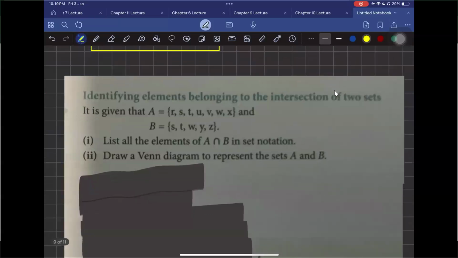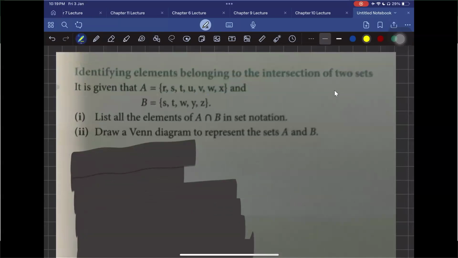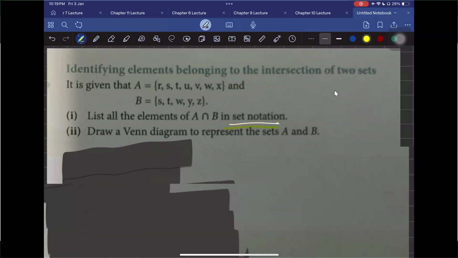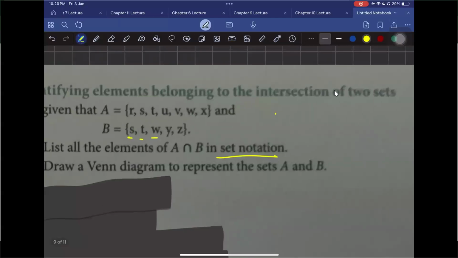Now let's take a look at this book example. It is given that A equals R, S, T, U, V, W, X and B equals S, T, W, Y, Z. List all the elements in A intersect B in set notation. They are basically asking for the common elements in both sets. S is common, T is common, W is common, and that's it. So you can write A intersect B equals S, T, W.